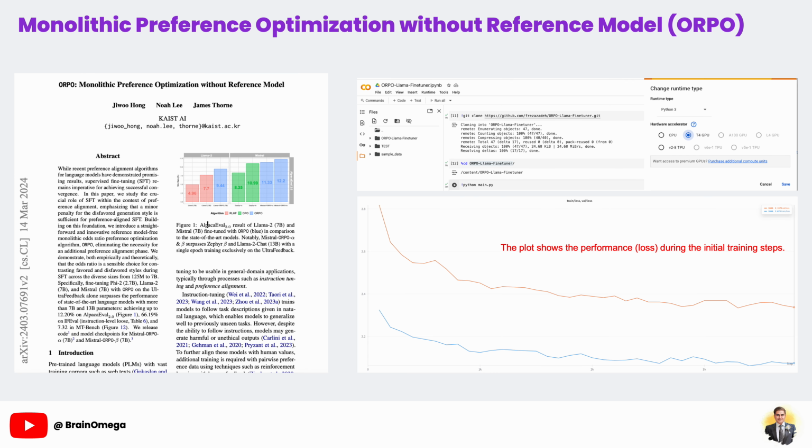Today, we are going to explore one of the most recent and powerful alignment algorithms, ORPO. The complexity of RLHF led researchers to ask, can we achieve the same goal more directly? This led to the breakthrough of direct preference optimization.